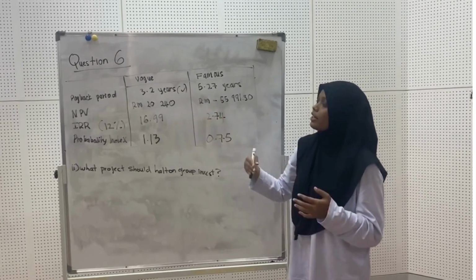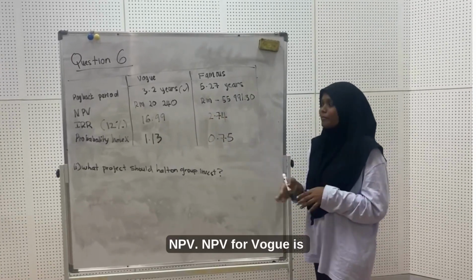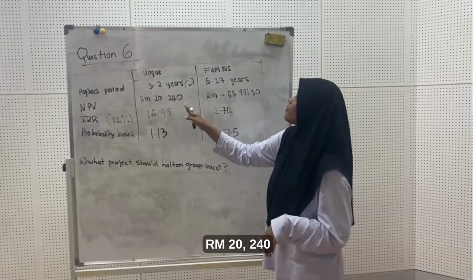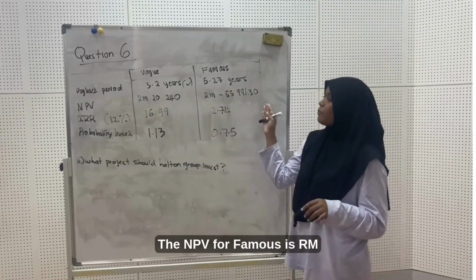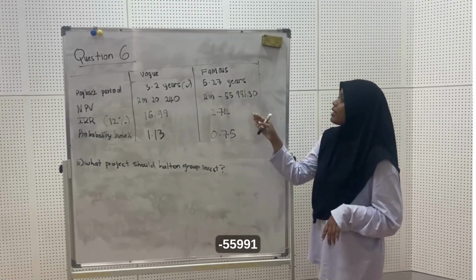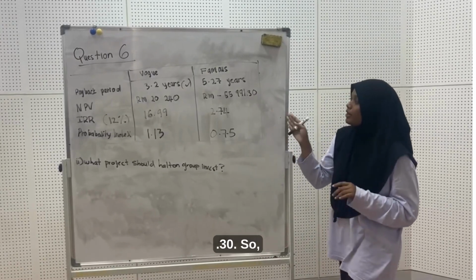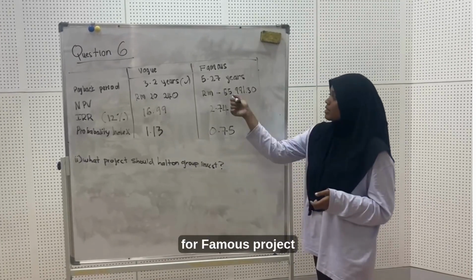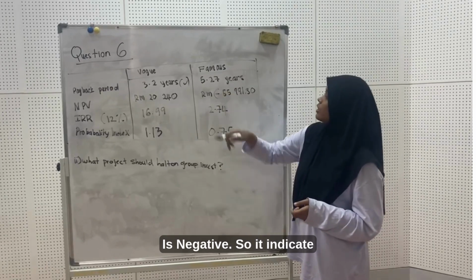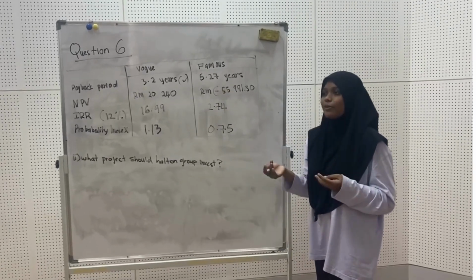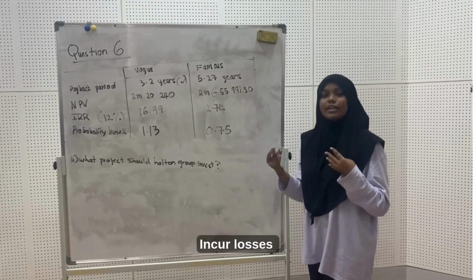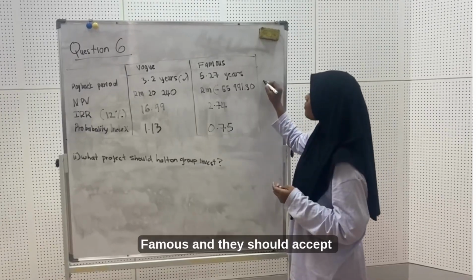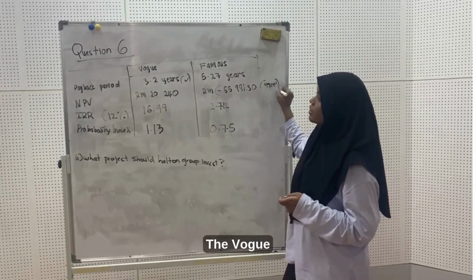Next, we will take a look at the NPV. The NPV for book is RM20240, and the NPV for famous is RM-55991.30. So for famous, it's negative, which indicates the project will incur a loss if they continue. So they should reject the famous, and they should accept the book.